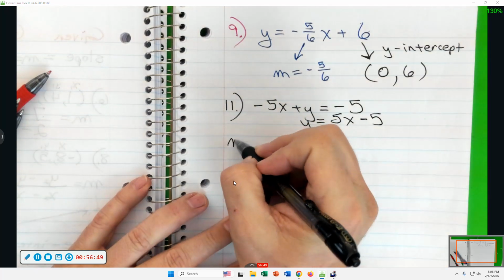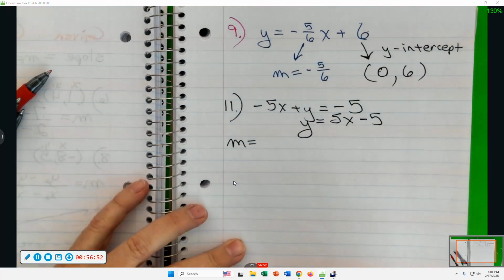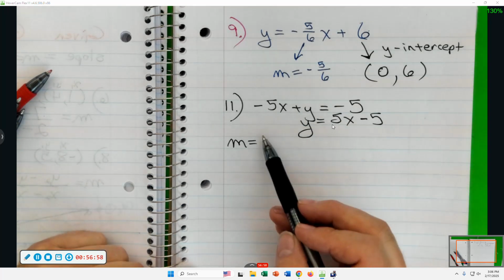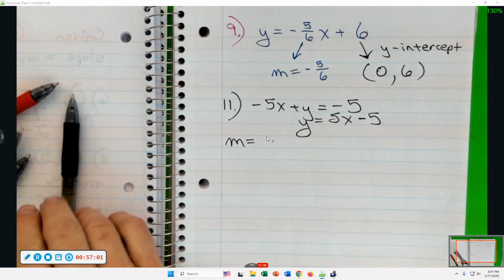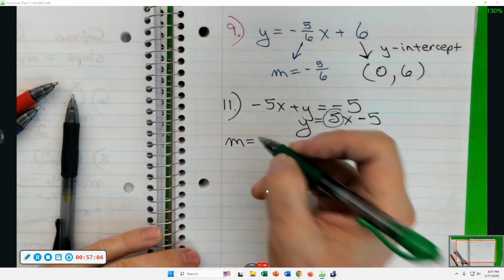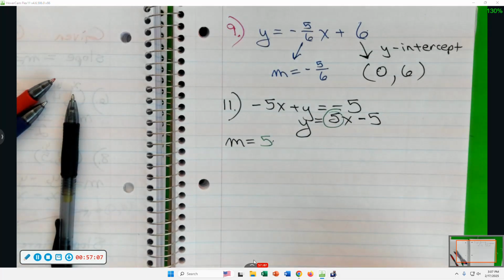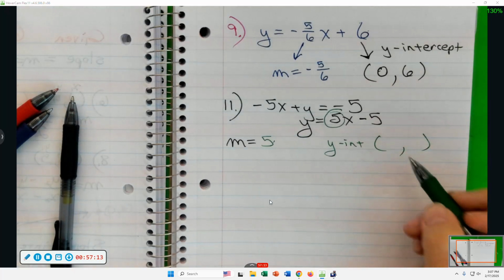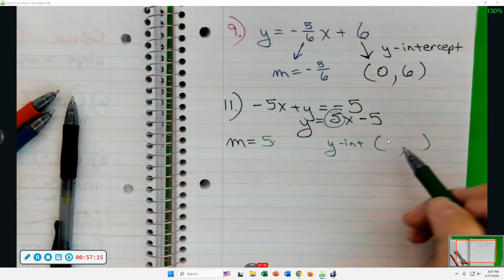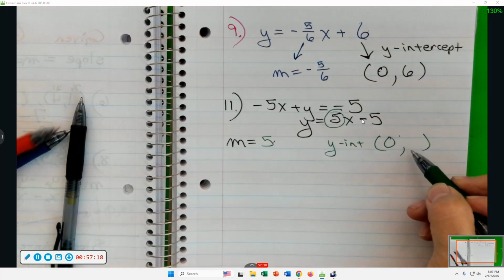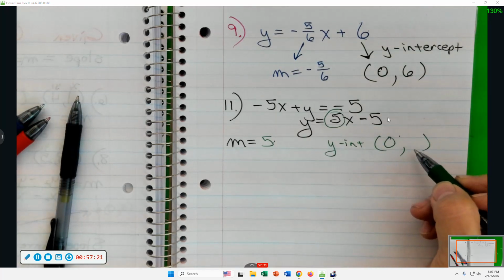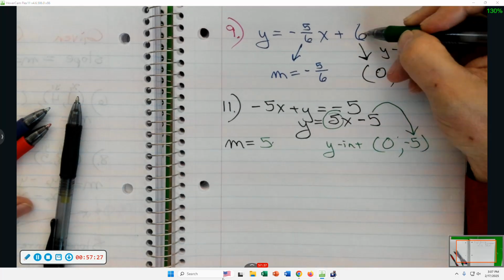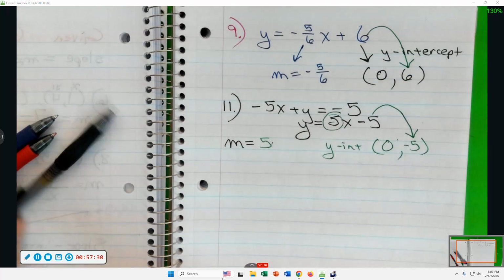So what's the slope? The slope is just 5. It's just the number. That's another common mistake. People put 5x. No, it's just the number in front of x. The slope is 5. The y-intercept, you have to write it as an ordered pair. What number goes first? 0. And then where does it pass through the y-axis? At negative 5. That number there is the y-coordinate of the y-intercept.